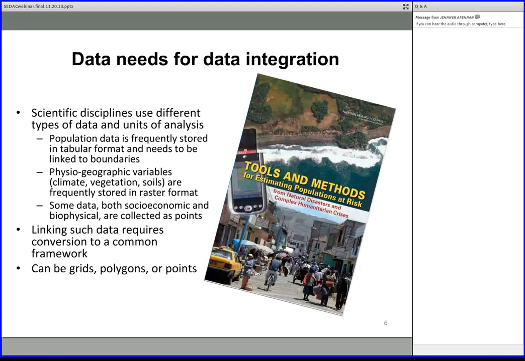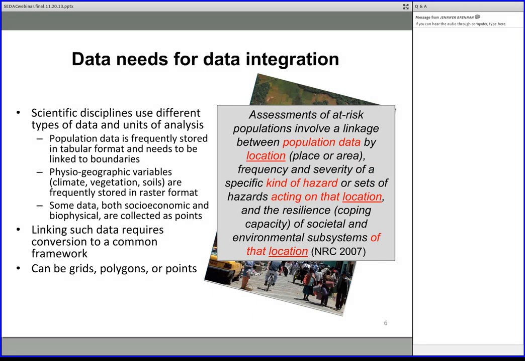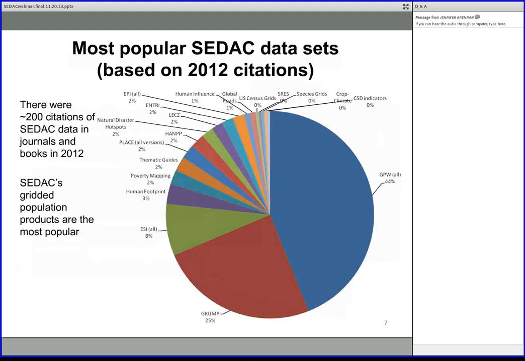The importance of data integration was pointed out in a recent National Research Council report called Tools and Methods for Estimating Populations at Risk. In that report, it says that assessments of at-risk populations involve a linkage between population data by location, types of hazards and locations of hazards, and the societal and environmental subsystems of those locations. So essentially, it's like the old real estate adage, location, location, location. Understanding how these things interact in space is very important.